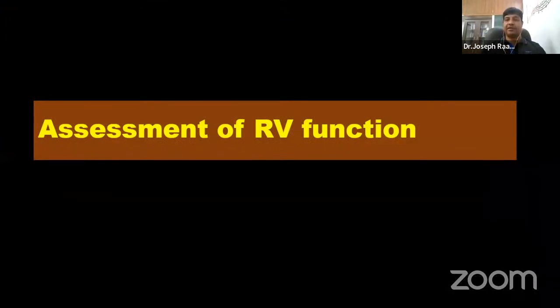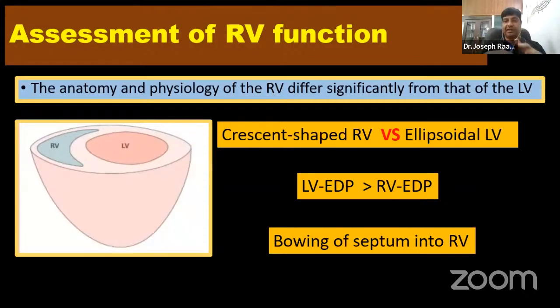Okay, so the third thing is how to assess the RV function. We have been talking about the assessment of the left ventricular function. Why do you think the assessment of RV function is also important? I'll show you that in certain videos later.